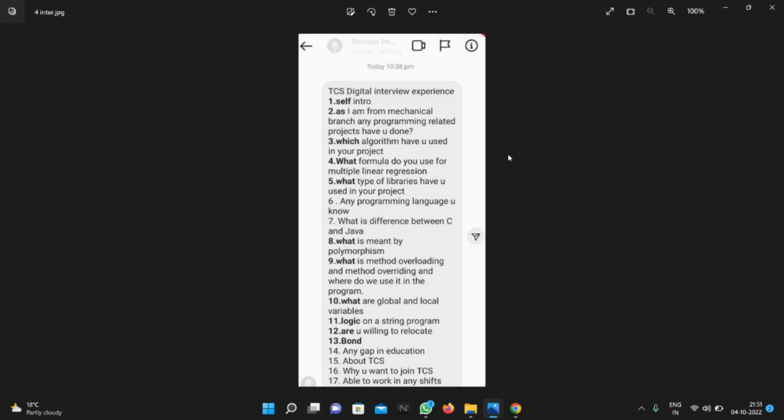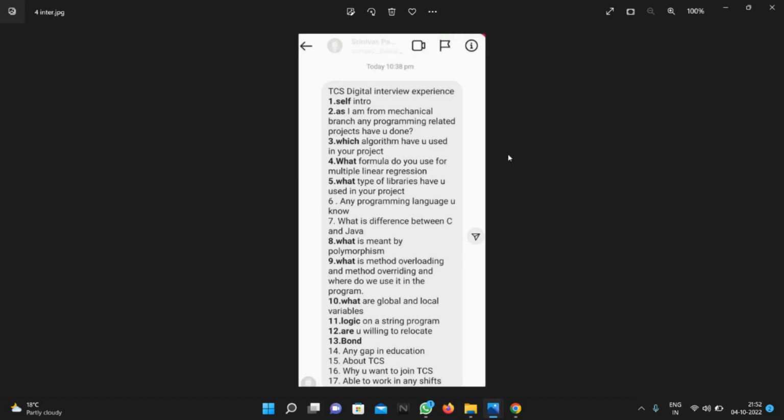Then what type of libraries have you used in your project. Mostly they will ask questions from your self introduction and things related to your project, OOPS concepts, and any programming language you know. Then what is the difference between C and Java. These are basic questions, like the difference between C and C++, C and Java, C and Python. Then what is meant by polymorphism, what is method overloading and method overriding, and where do we use them in a program. Then what are global and local variables, and after that a logic question on a string program.